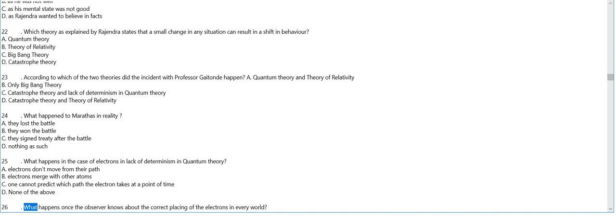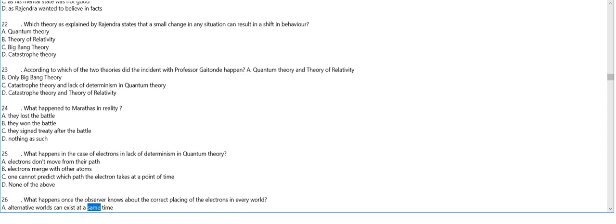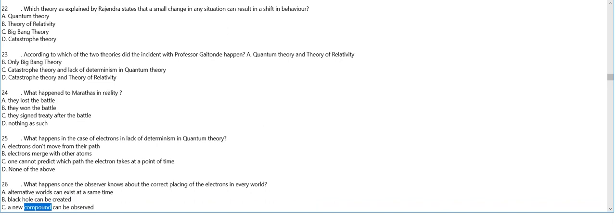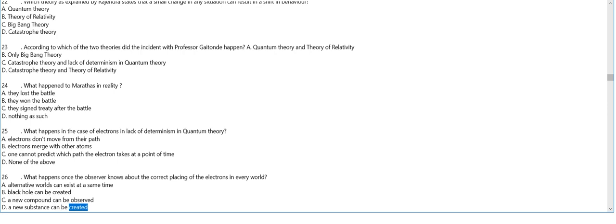26. What happens once the observer knows about the correct placing of the electrons in every world? A. Alternative worlds can exist at the same time. B. Black hole can be created. C. A new compound can be observed. D. A new substance can be created.